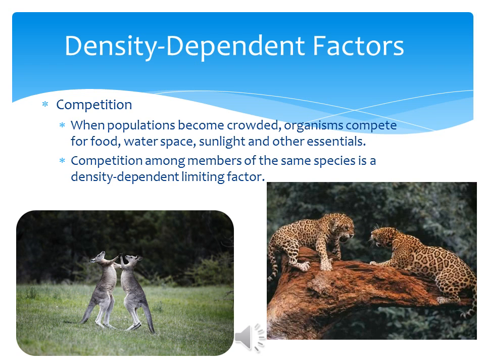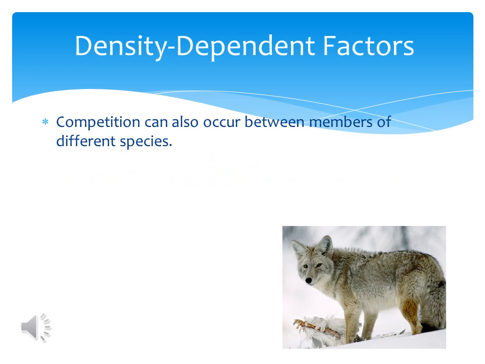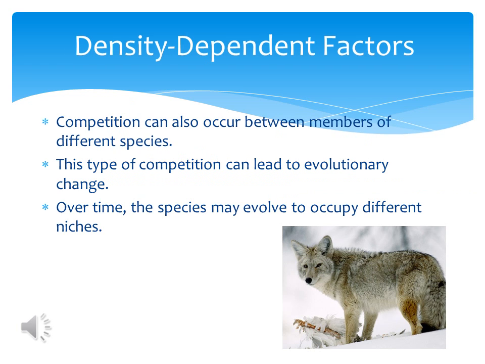Competition. When populations become crowded, organisms compete for food, water, space, sunlight, and other essentials. Competition among members of the same species is a density-dependent limiting factor. Competition can also occur between members of different species. This type of competition can lead to evolutionary change. Over time, the species may evolve to occupy different niches.